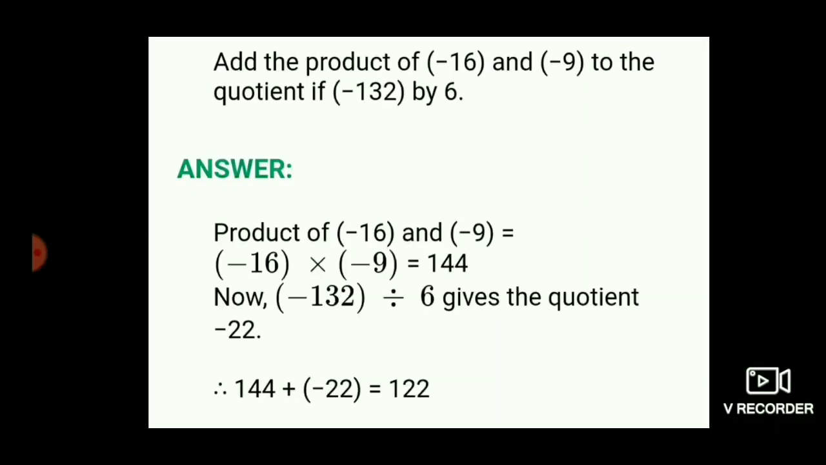In this question, we have to add the product of minus of 16 and minus of 9 to the quotient on dividing minus 132 by 6. The product of minus of 16 and minus of 9 will be equal to minus of 16 multiplied by minus of 9, which is equal to 144. Now on dividing minus of 132 by 6, the quotient will be minus 22. Therefore, on adding 144 and minus of 22, we will have 122.